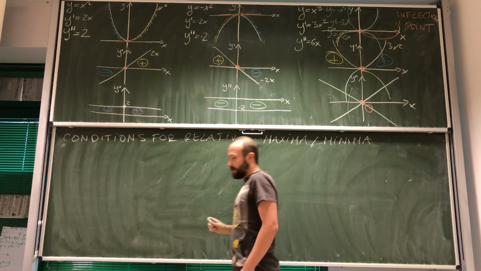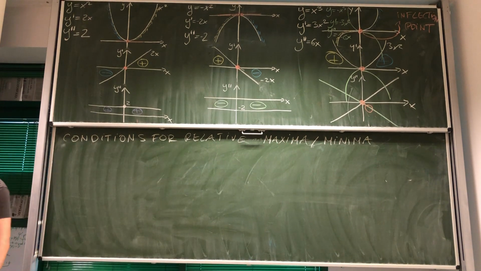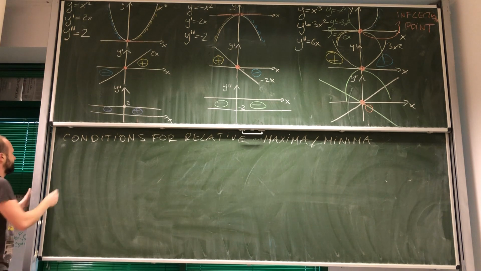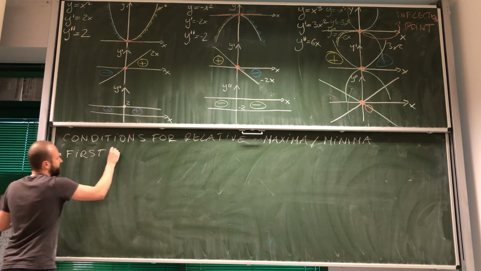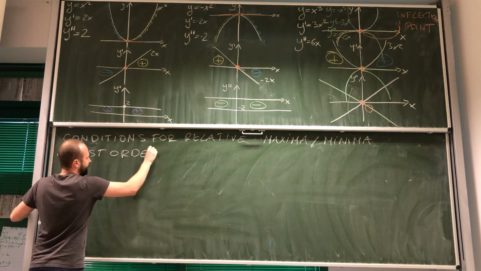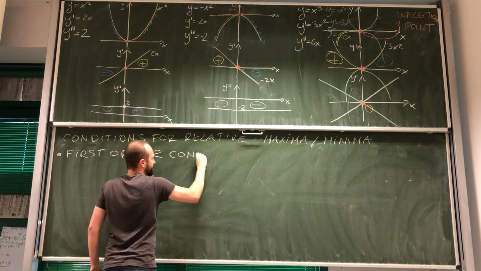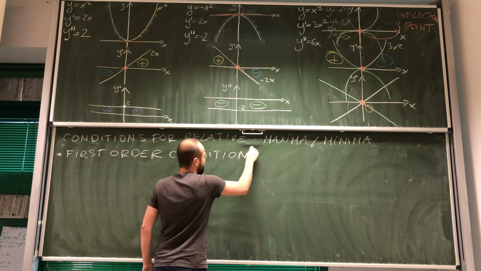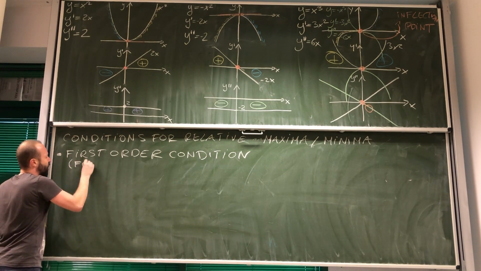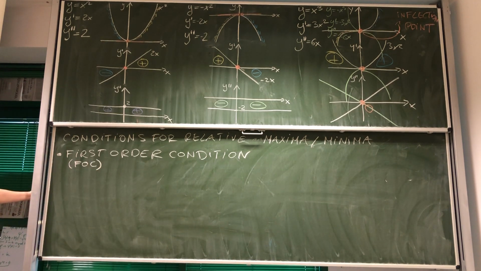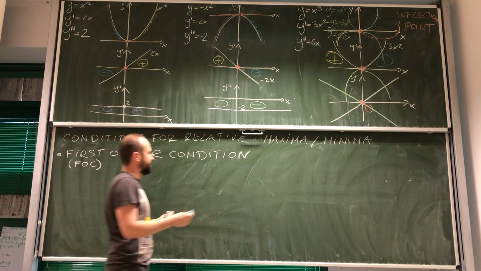And look, this test has two stages. The first stage is called the first order condition, because we are using first order derivatives. For short, we usually use FOC, first order condition. And look, this condition is a so-called necessary condition.